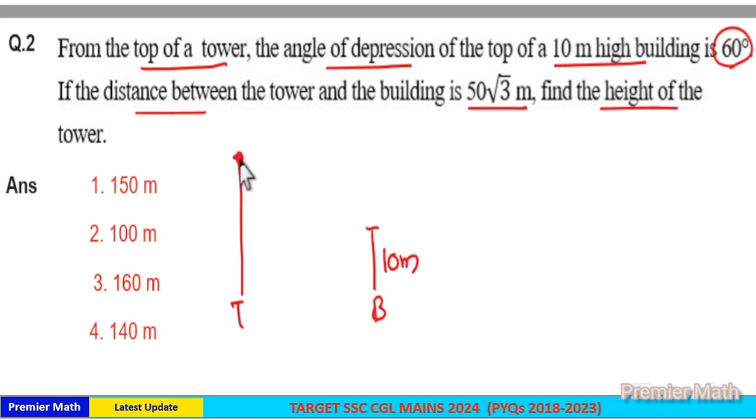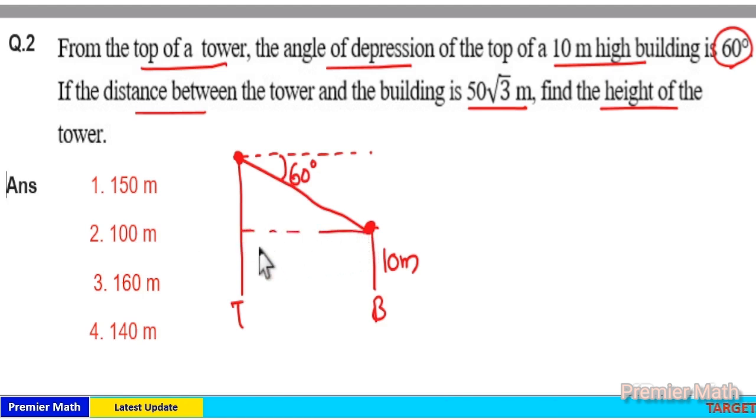Now from the top of the tower to the top of the building, the angle of depression is measured from the top of the tower, so draw a horizontal line. Now from the top of the tower to the top of the building, the angle of depression is 60 degrees, so this angle is equal to 60 degrees. Now if you draw the triangle here, the distance between the tower and the building is equal to 50 root 3. Now if this angle is 60, this angle is also 60 degrees, as opposite angles and two parallel lines.